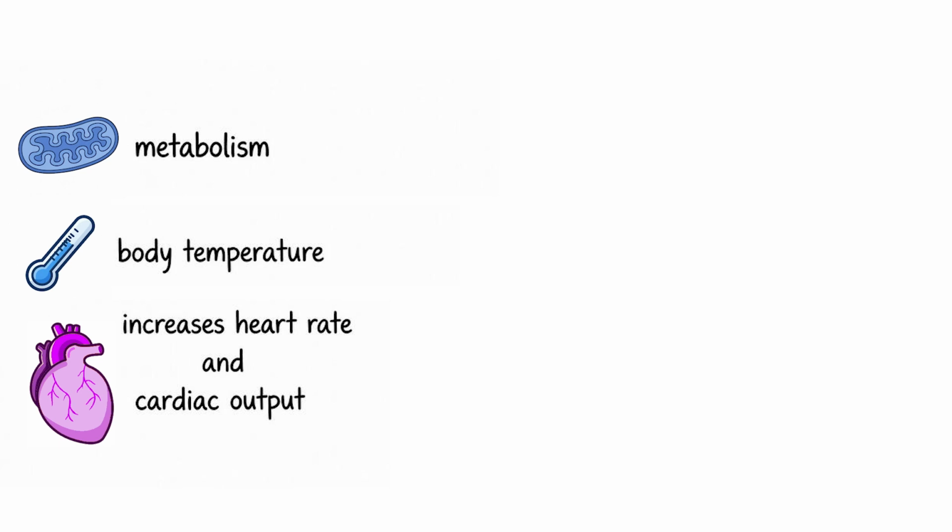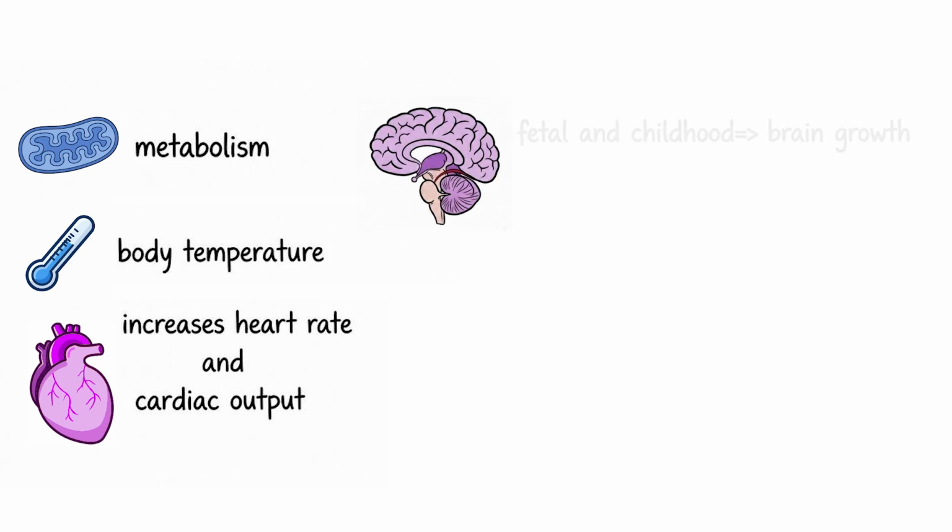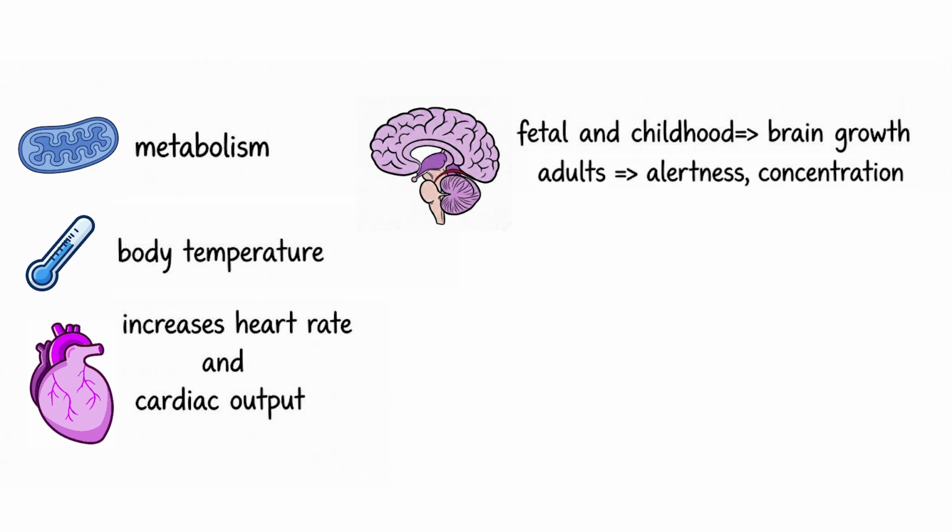Thyroid hormones also affect the central nervous system. During fetal life and early childhood, these hormones are essential for normal brain growth and development, and their deficiency can lead to irreversible neurological damage. In adults, thyroid hormones influence alertness, concentration, and psychological state.